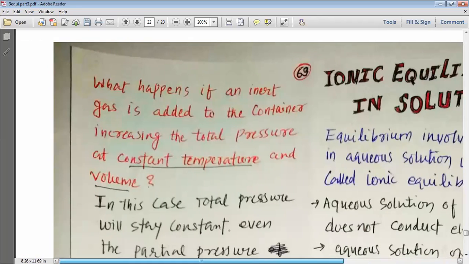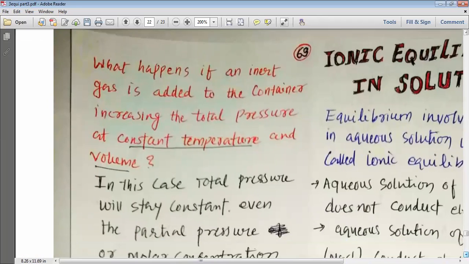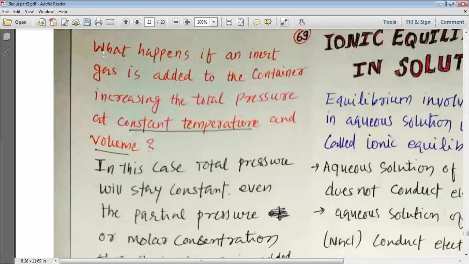So this is how we have discussed so many questions. Let's look at one more question. What happens if an inert gas is added to the container, increasing the total pressure at constant temperature and constant volume? Here we have constant temperature, meaning we would not allow the temperature to increase, and we will not allow the volume to increase, but we just allow the increase in pressure.